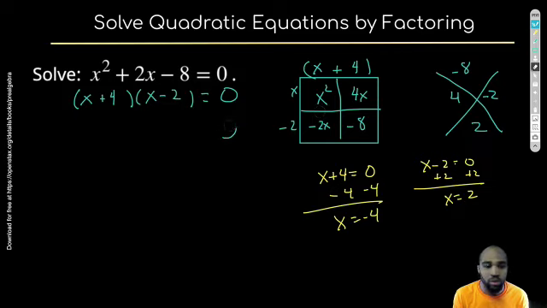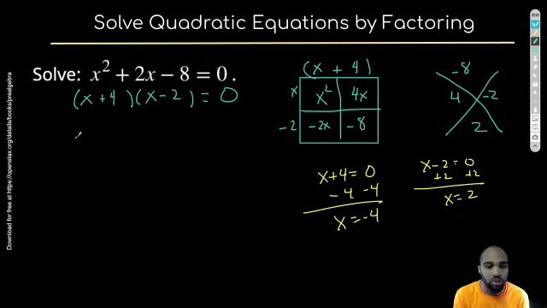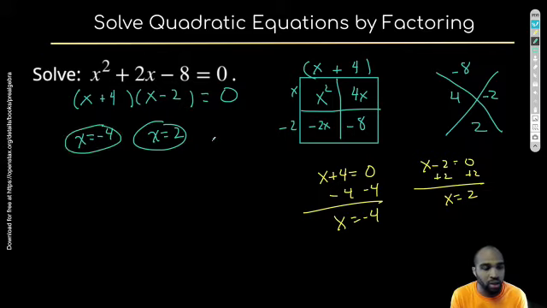So my solutions are going to be x equals -4 and x equals 2. And yes, I did say solutions, because again, it's not uncommon to have 2 solutions for a quadratic, as you see.